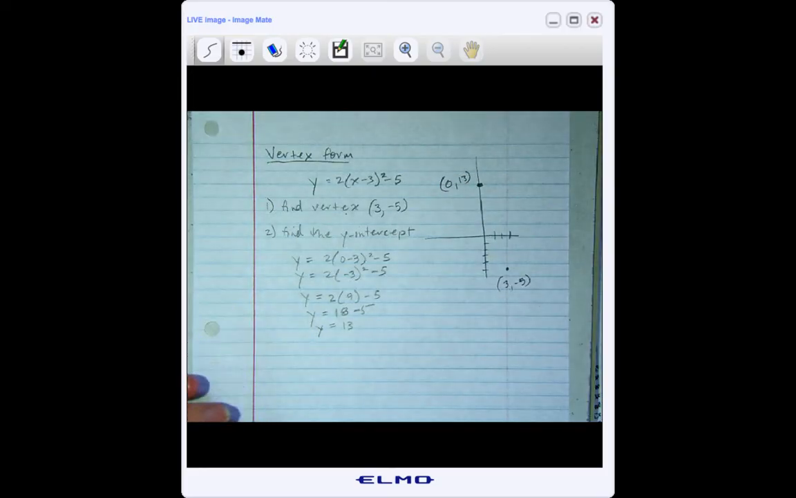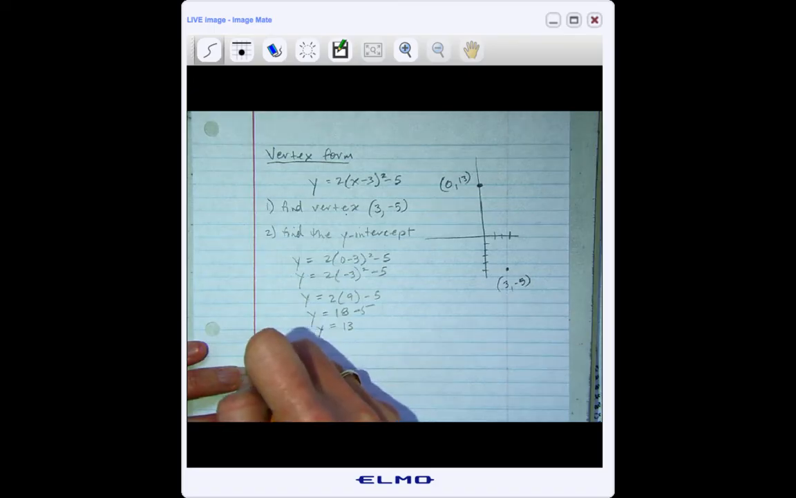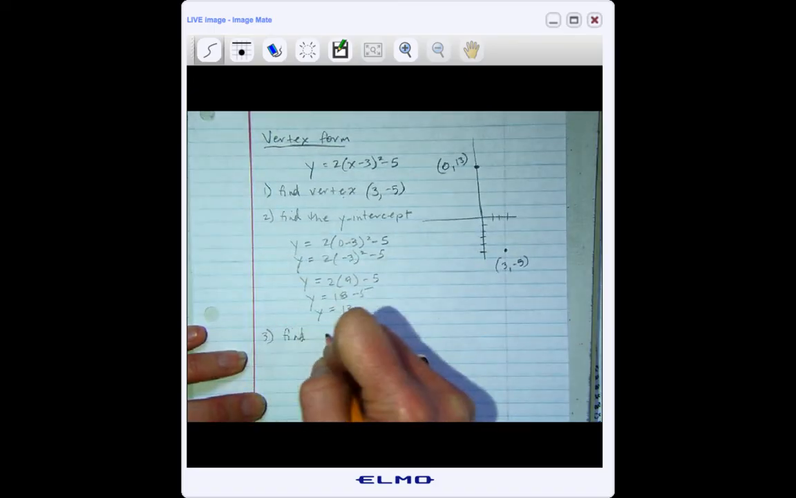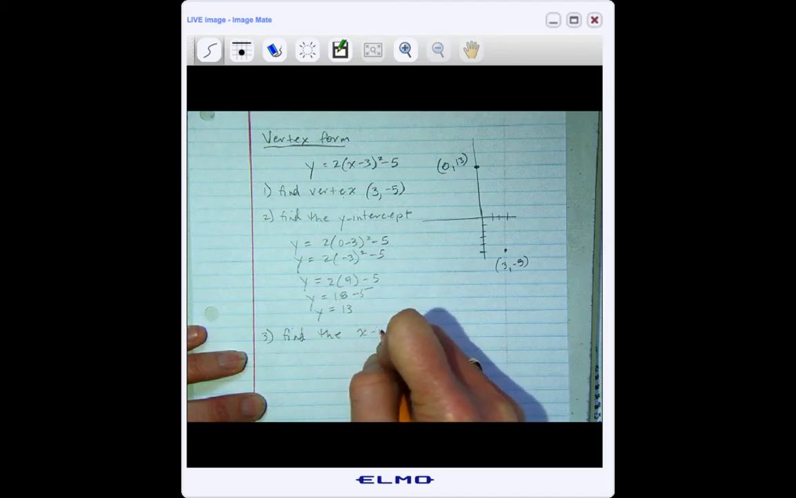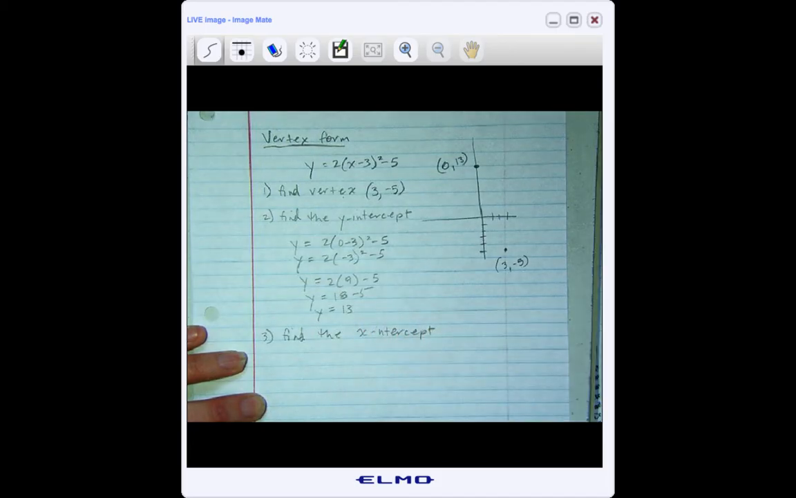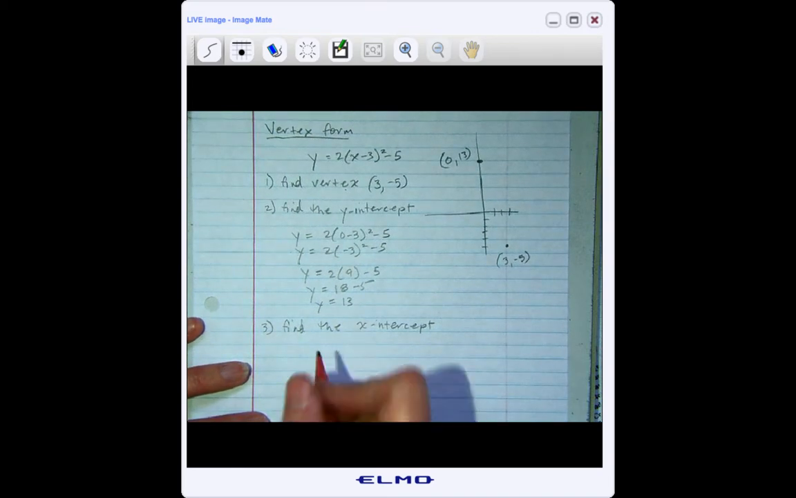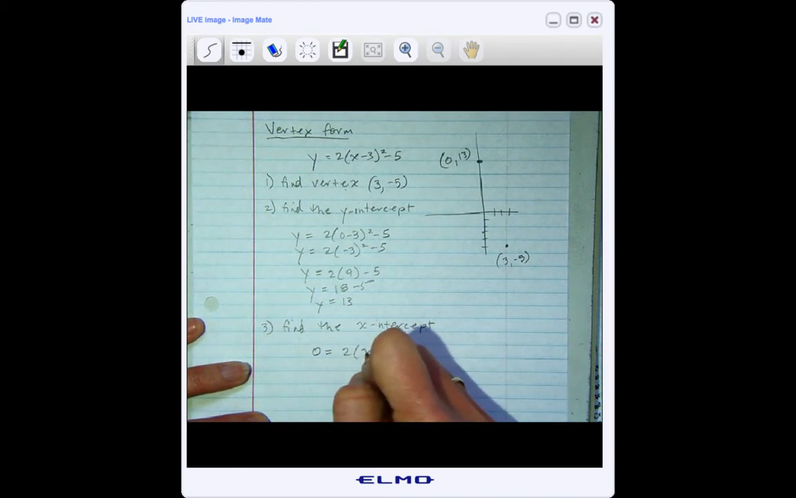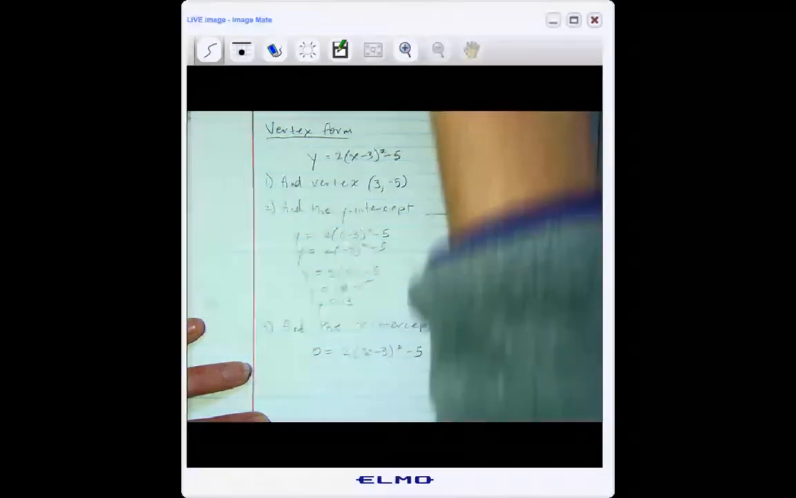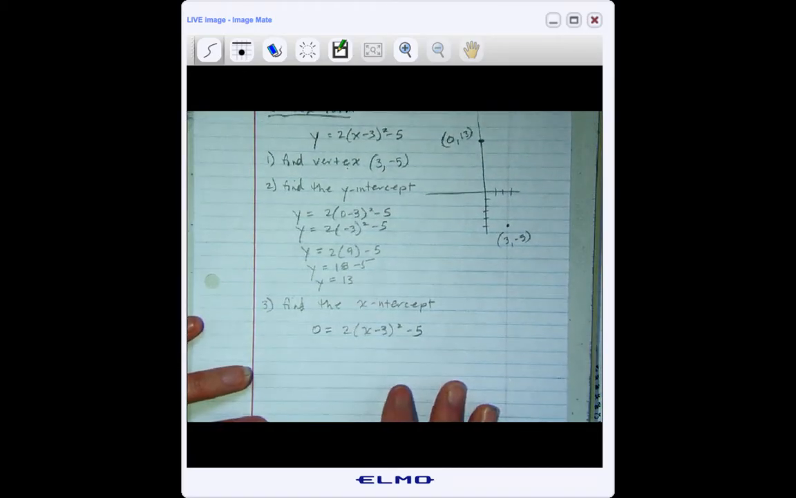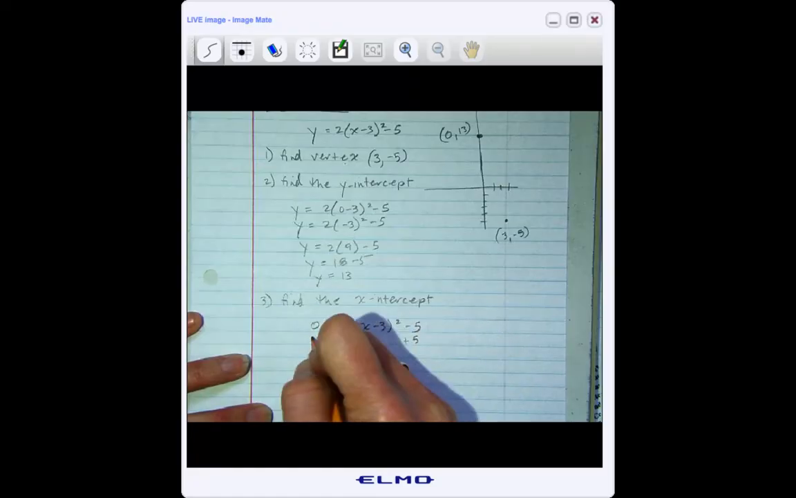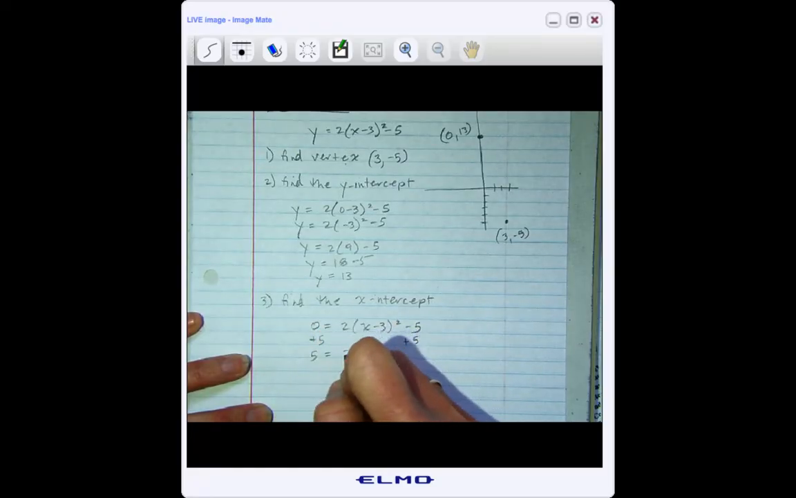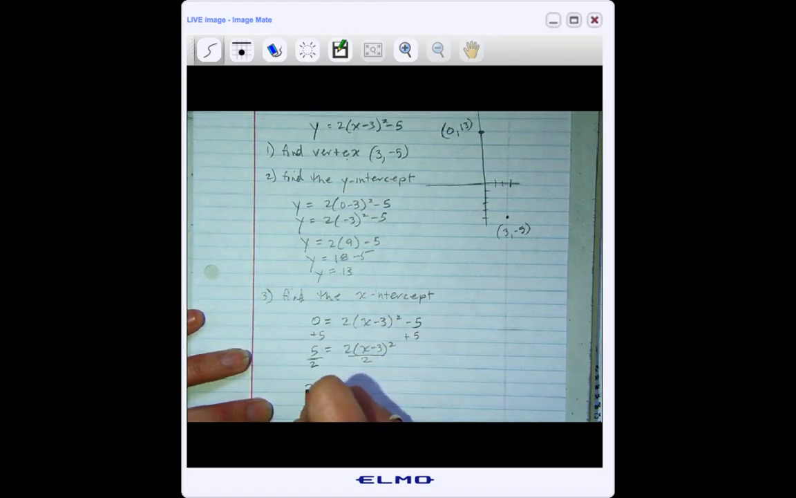Okay. All right, so then next I'm going to find the x-intercept. Okay. All right, the x-intercept happens when y is 0. So I'm going to do 0 is equal to 2 times x minus 3 squared minus 5. Okay. All right, so I'm going to solve by undoing, okay? So I'm going to add 5 to both sides. So 5 is equal to 2 times x minus 3 squared. I'm going to divide both sides by 2. So I get 2.5 is equal to x minus 3 squared.